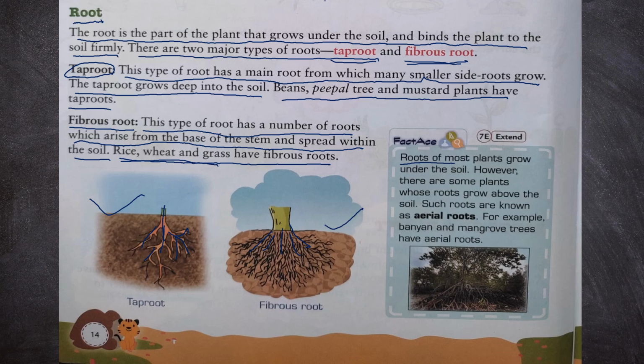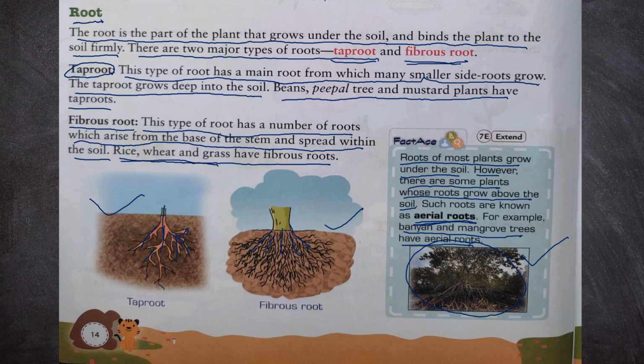Roots of most plants grow under the soil. However, there are some plants whose roots grow above the soil. Such roots are known as aerial roots. For example, banyan and mangrove trees have aerial roots, as we can see in this picture.